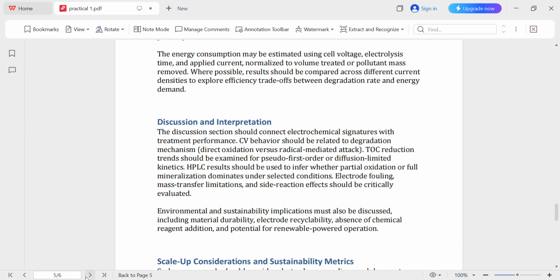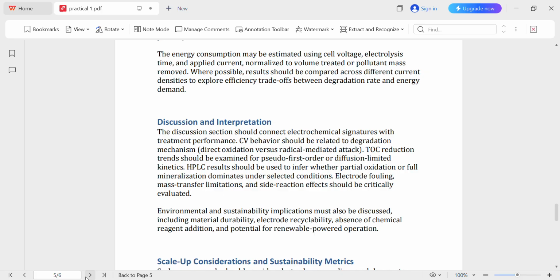Next, electrode fouling, mass transfer limitation, and side reaction effects should be critically evaluated. This means discussing the problems that affect the process. Electrode fouling means the electrode gets covered or blocked, and mass transfer limitation means the pollutant cannot reach the electrode quickly enough. Side reactions mean other unwanted chemical reactions may occur.